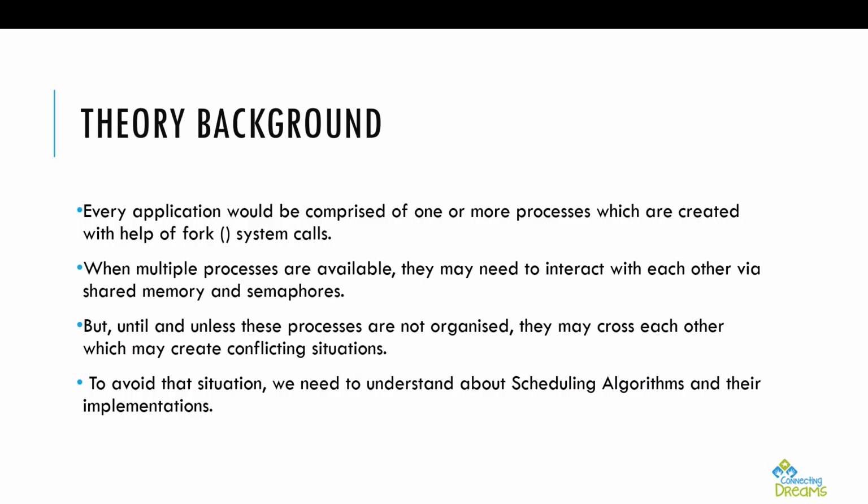Every application would be comprised of one or more processes which are created with the help of fork system calls. When multiple processes are available, they may need to interact with each other via shared memory and semaphores. But until and unless these processes are organized properly, that is, which process would come when and for what duration, they may cross each other's path, which may end in a deadlock situation. To avoid such situations, we need to understand scheduling algorithms and their implementation process.